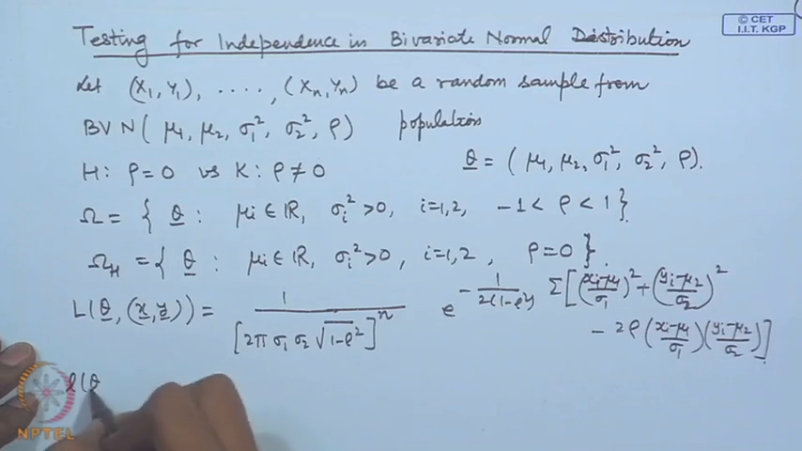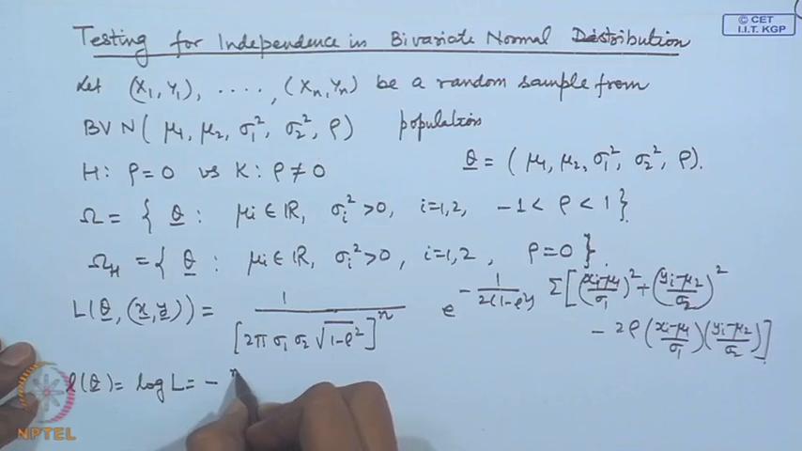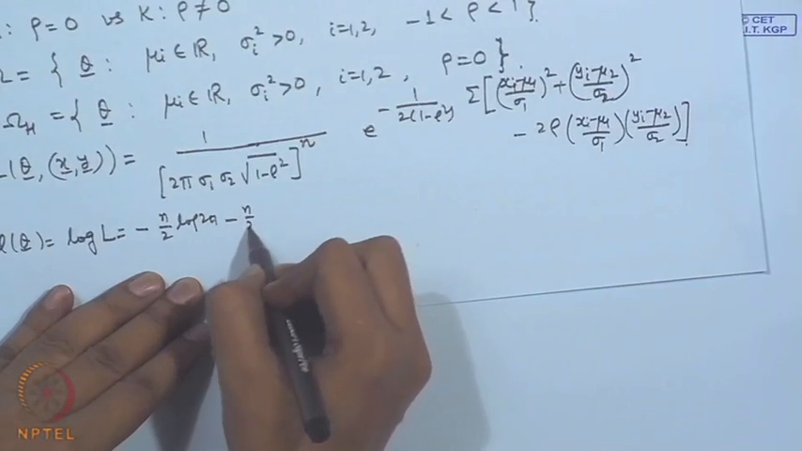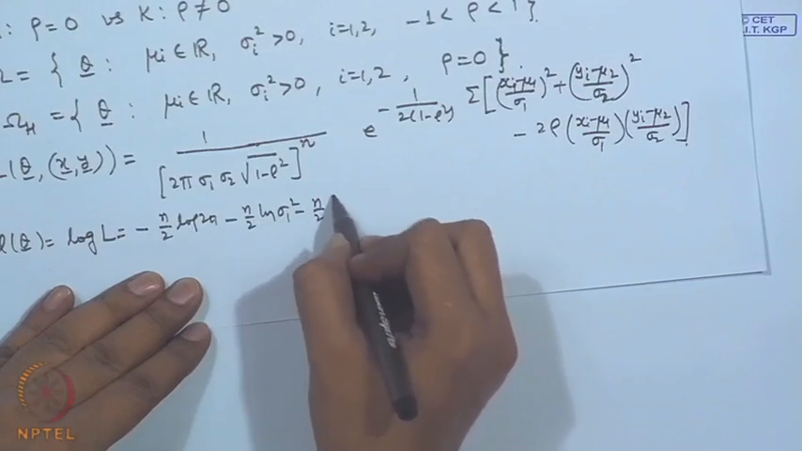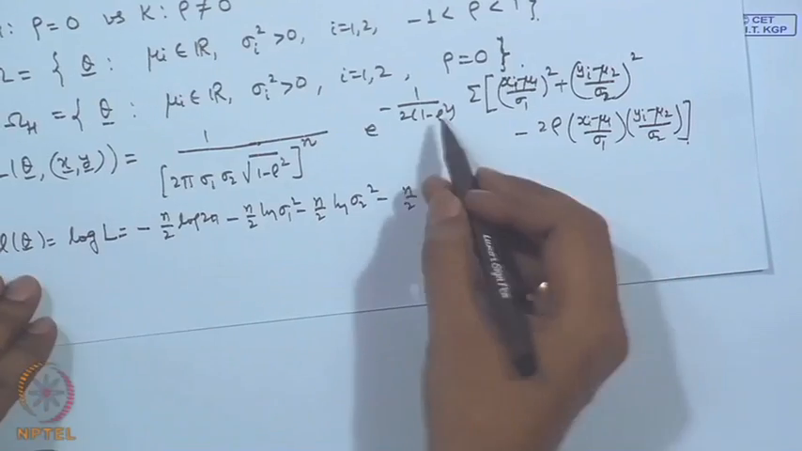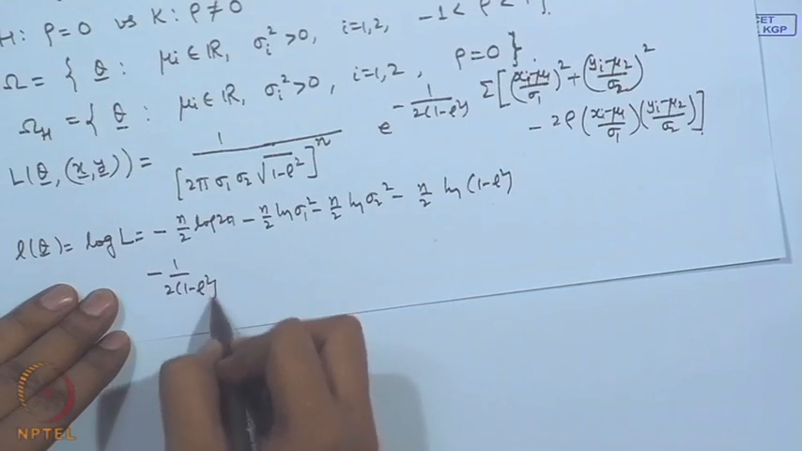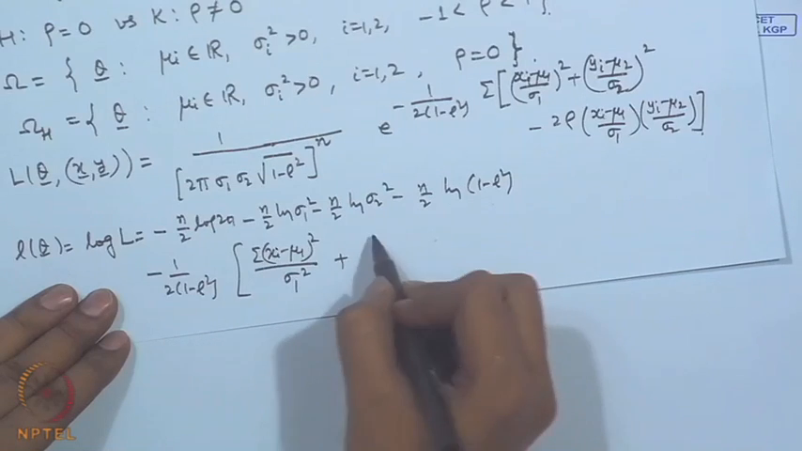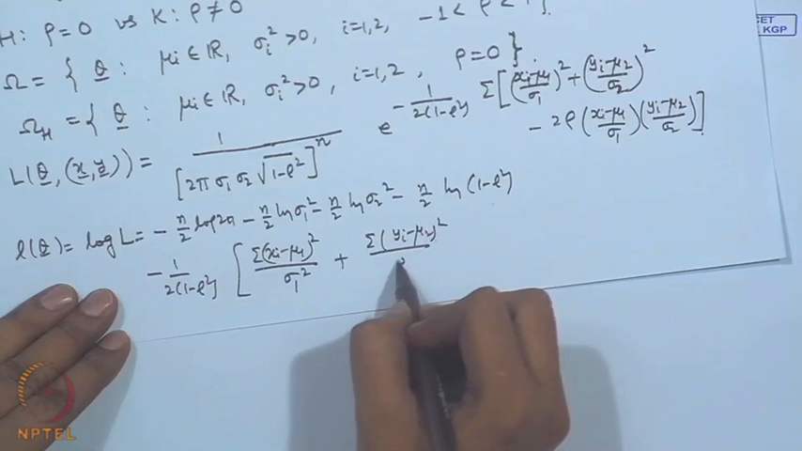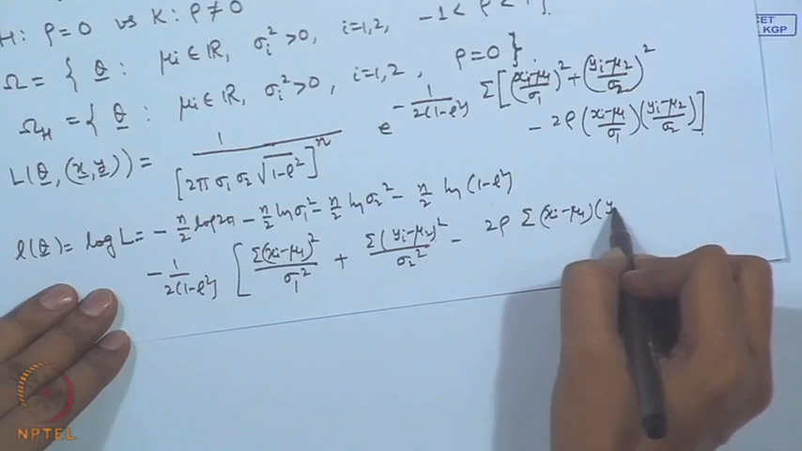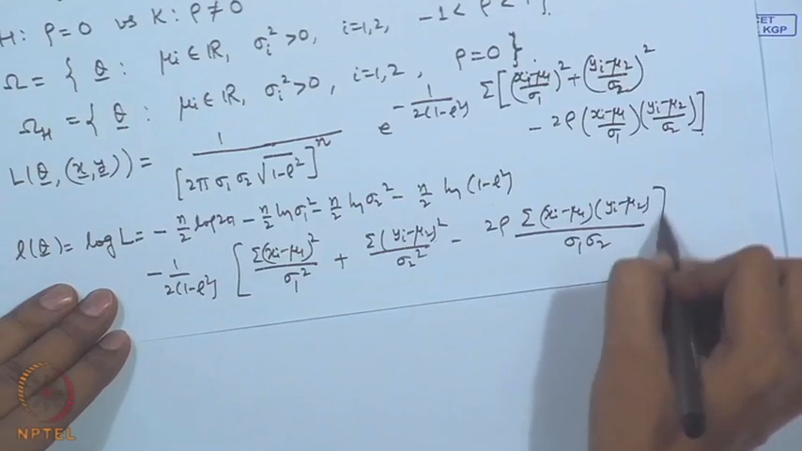Now, you take the log likelihood here, then that is equal to minus n by 2 log of 2 pi, minus n by 2 log of sigma 1 square, minus n by 2 log of sigma 2 square, minus n by 2 log of 1 minus rho square, and then this expression, that is minus 1 by twice (1 minus rho square) times sigma (x i minus mu 1) square by sigma 1 square plus sigma (y i minus mu 2) square by sigma 2 square minus twice rho sigma (x i minus mu 1) into (y i minus mu 2) divided by sigma 1 sigma 2.